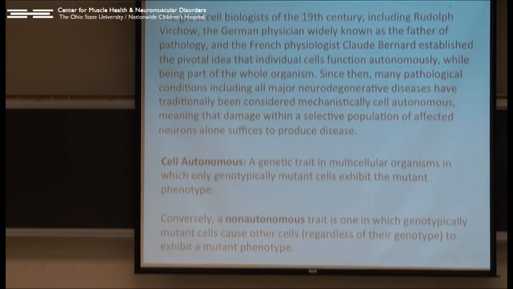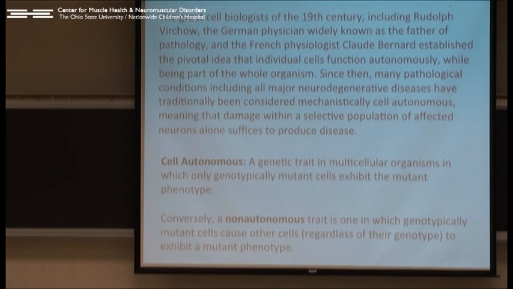suffices to produce a disease. That is, in the context of ALS, it's clinically manifesting as a motor neuron disease. Classically it was thought of in the field of neurology textbooks as a motor neuron, cell autonomous disease. Well, what do we mean by cell autonomous? This is a genetic trait in multicellular organisms in which only genotypically mutant cells exhibit the mutant phenotype.